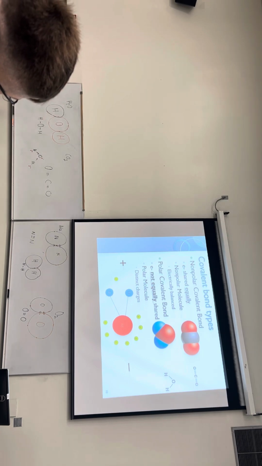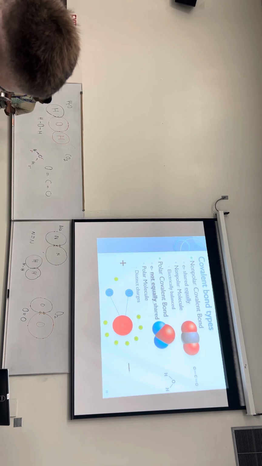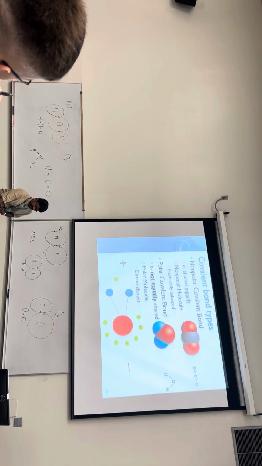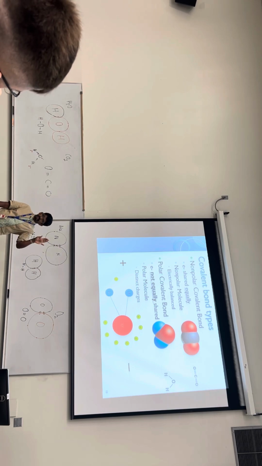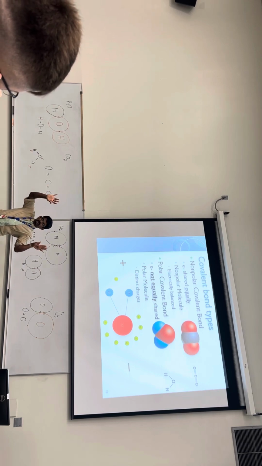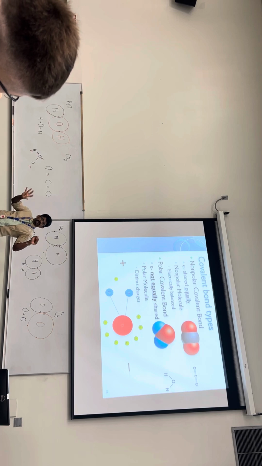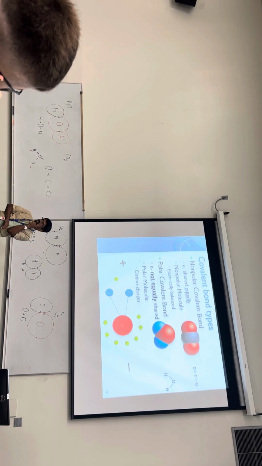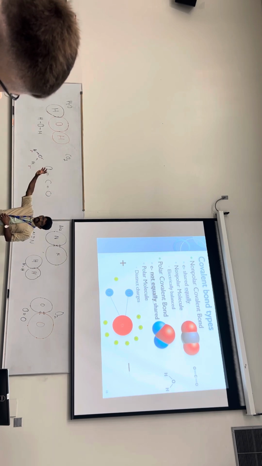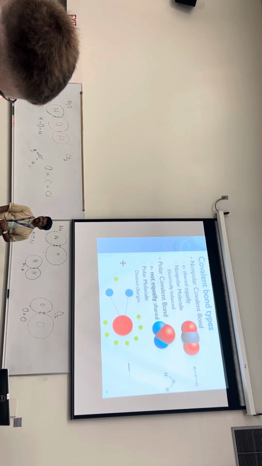And why is this important? Then we talk about the third. So far we talked about ionic bonds and covalent bonds. In covalent bonds we've got different types of them. The third bond we're going to talk about is the hydrogen bond. It's based on these two.